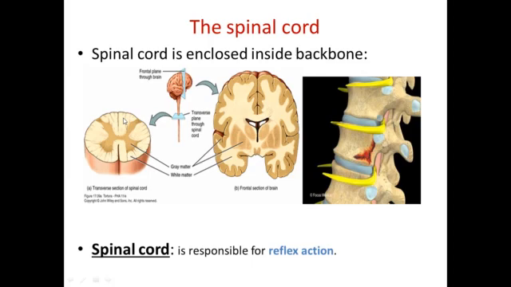In the spinal cord, the white matter is the outer part, and the inner part is the gray matter in the form of the letter H. But in the case of the brain, we will observe that the gray matter is the outer part, while the inner part is the white matter.